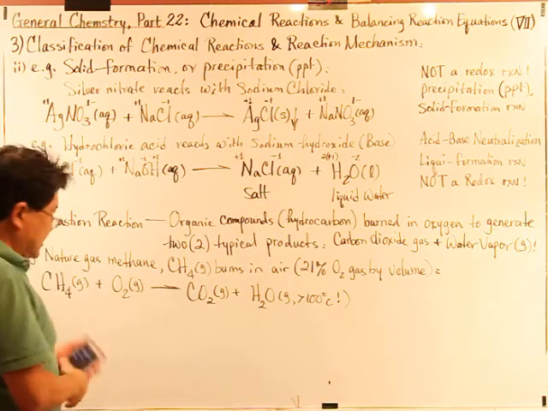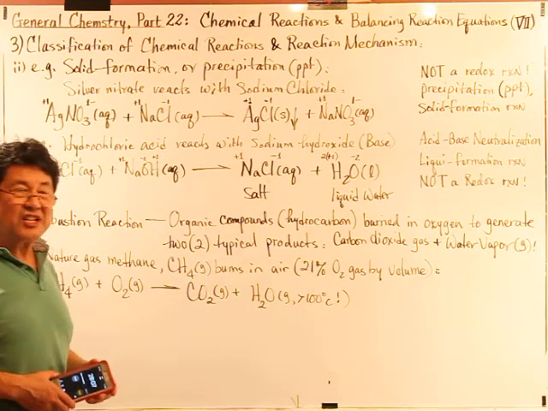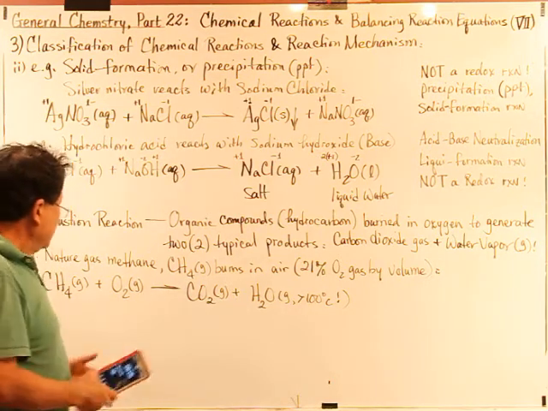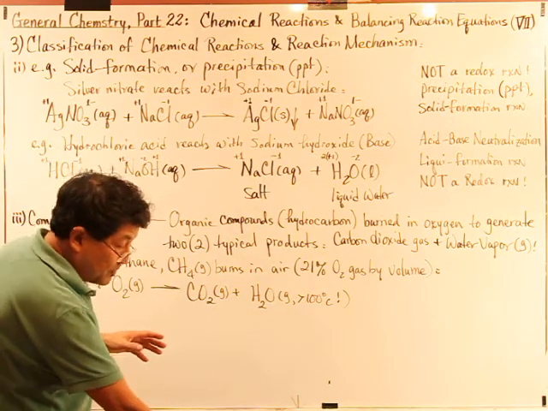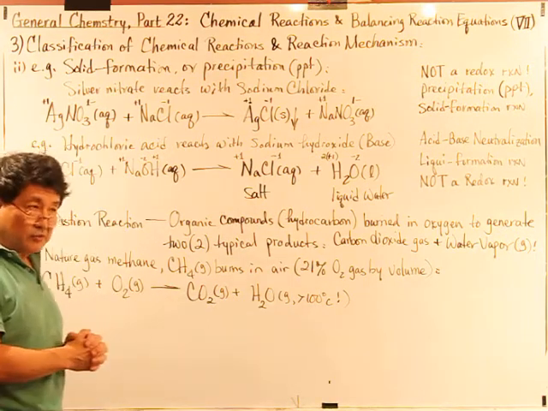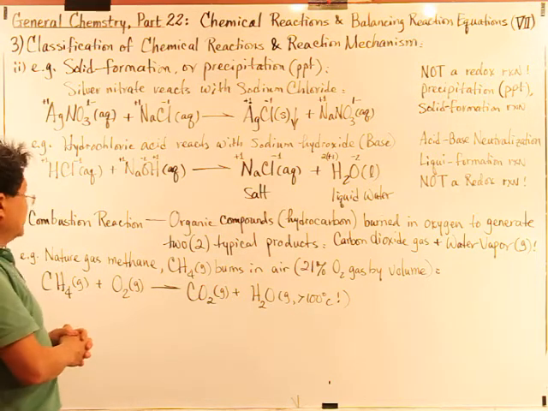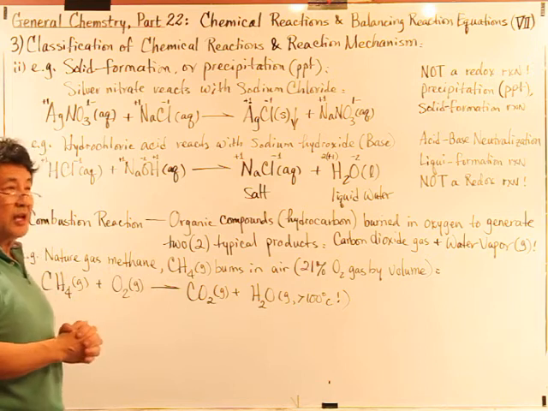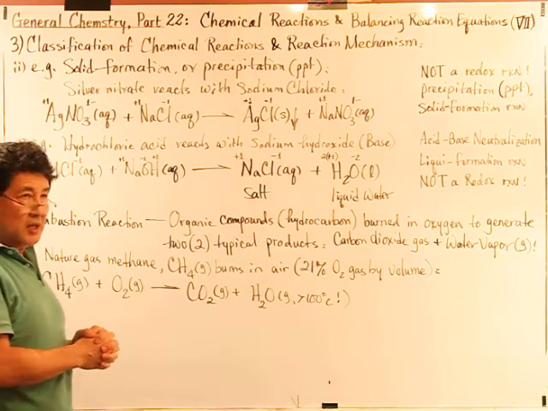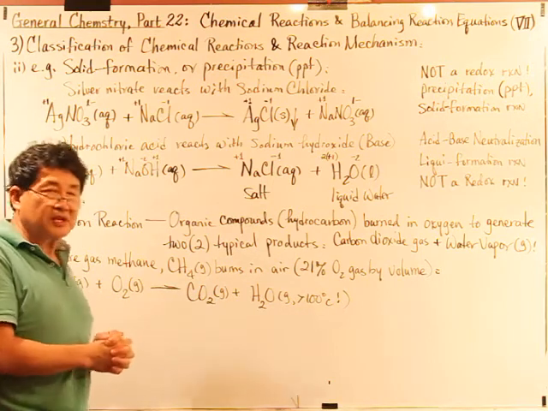So let's give you an example. Natural gas, methane, CH4. We already introduced the structure of methane last session, a tetrahedron with covalent bonds. It burns in the air, in the atmosphere. In the air we have 21% by volume of oxygen gas and 78% of nitrogen gas.